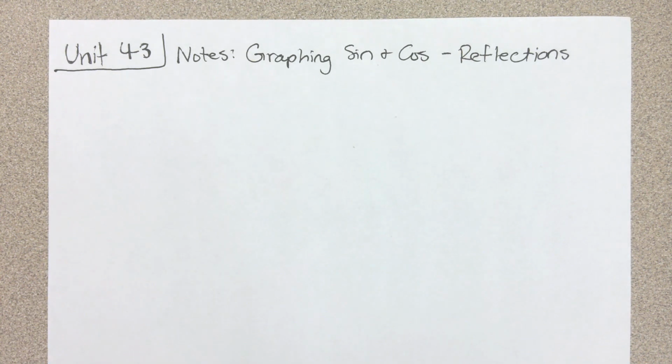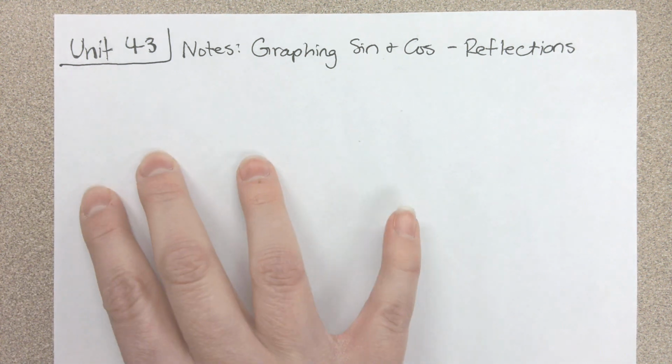Before we do an example, let's talk about what a reflection does to the graph. And if you remember anything about reflections, you're going to be able to follow this train of thought pretty easily. So let's compare the sine and the cosine graphs.